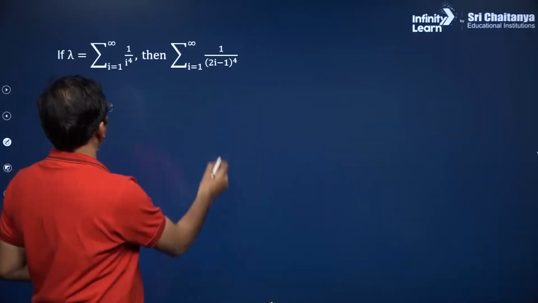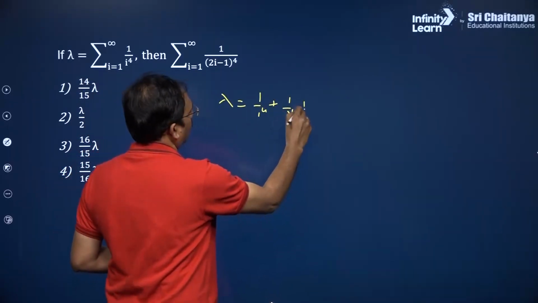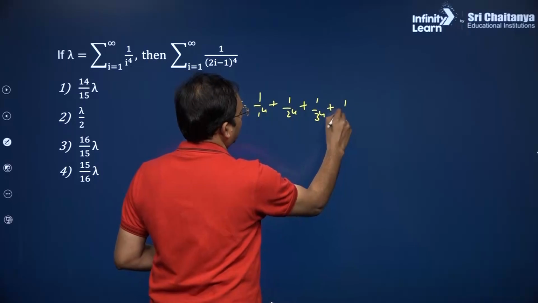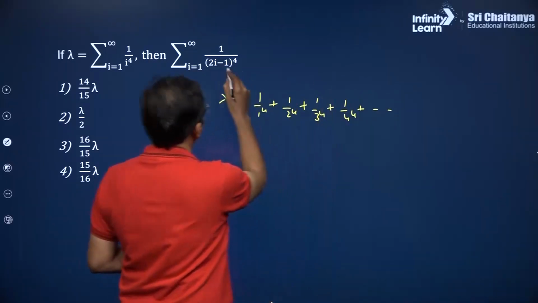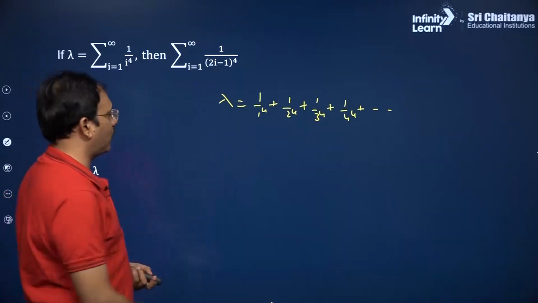Next, this one: if you take lambda as 1 by 1 power 4 plus 1 by 2 power 4 plus 1 by 3 power 4 plus 1 by 4 power 4 and so on. This is only the same, but with only odd suffixes: 1 by 1 power 4, 1 by 3 power 4, and so on.